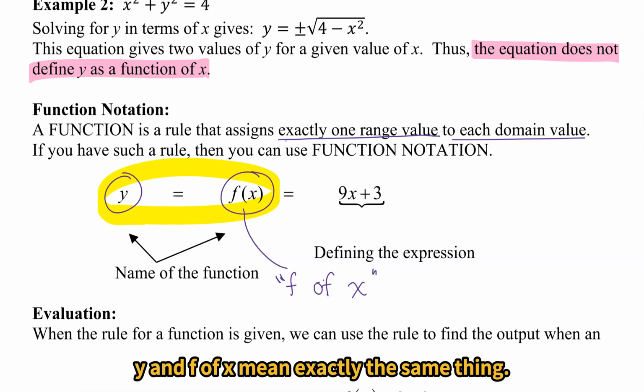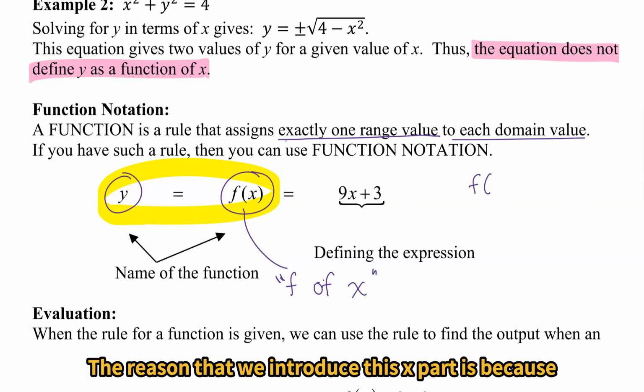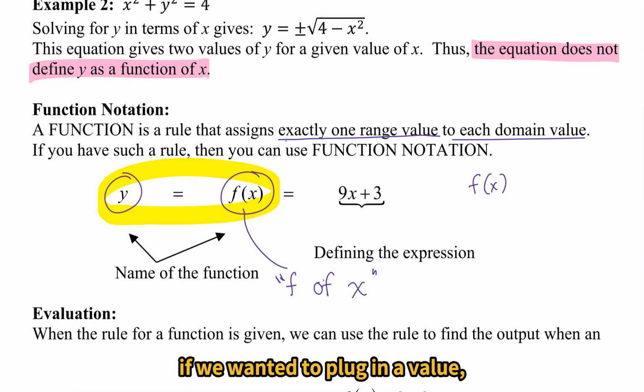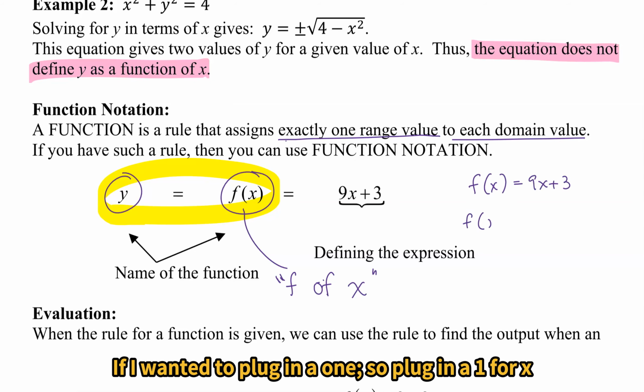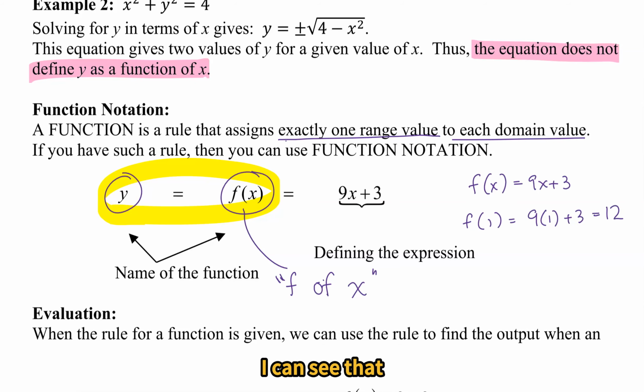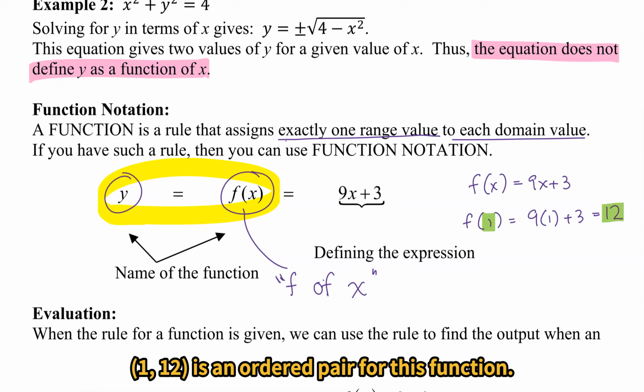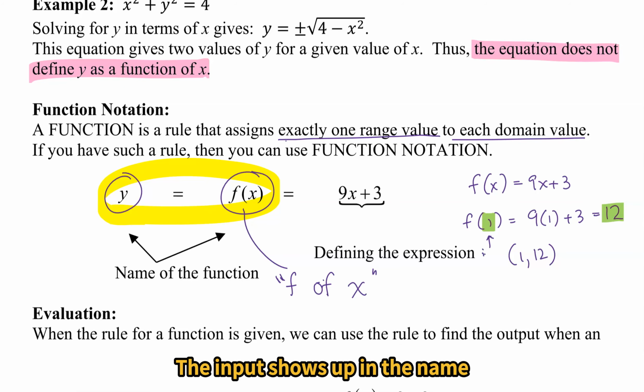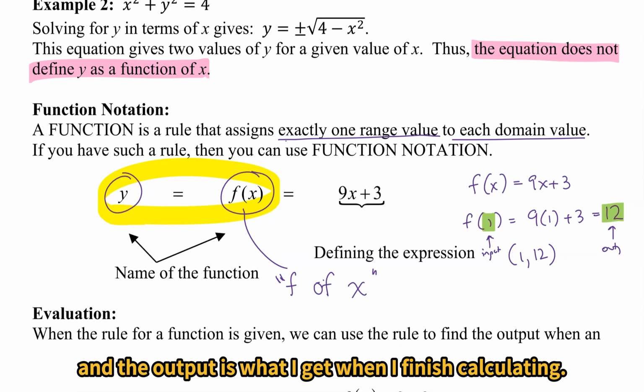Y and f of x mean exactly the same thing. The reason that we introduce this x part is because if we wanted to plug in a value, if I just use this 9x plus 3 here, if I wanted to plug in a 1 for x, I can see that (1, 12) is an ordered pair for this function. The input shows up in the name, and the output is what I get when I finish calculating.